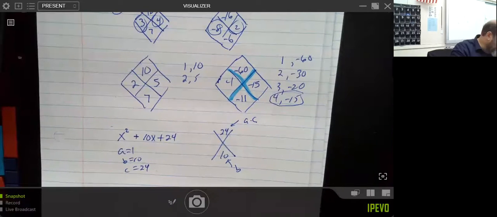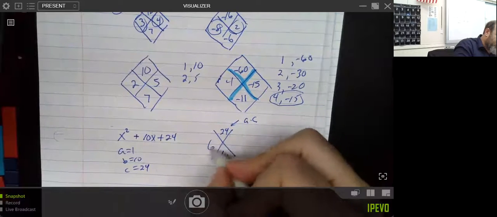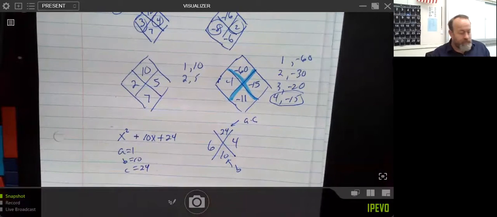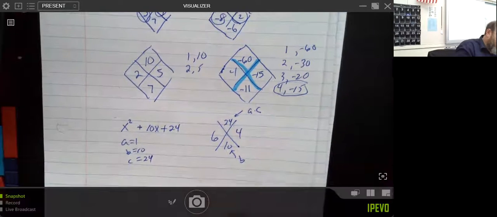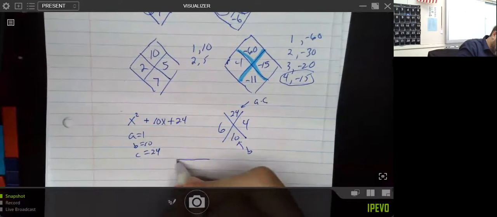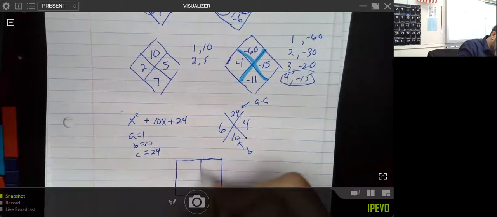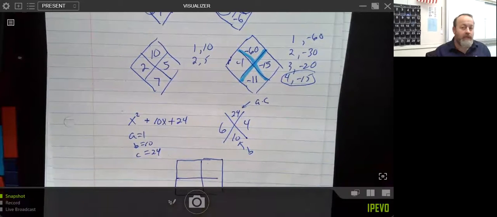So I think you could probably figure out pretty quickly that 6 times 4 is 24, but 6 plus 4 is 10. So that's a pretty good thing. Now, here's how we do these problems. We're going to make what is called a generic rectangle. And the generic rectangle is really a picture of what we generated with those algebra tiles.